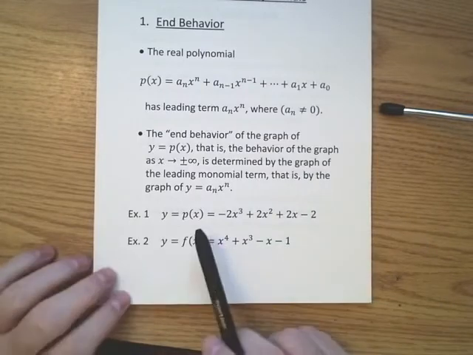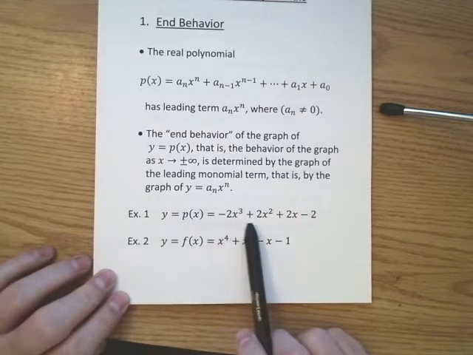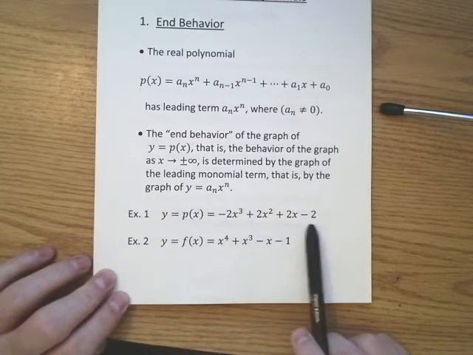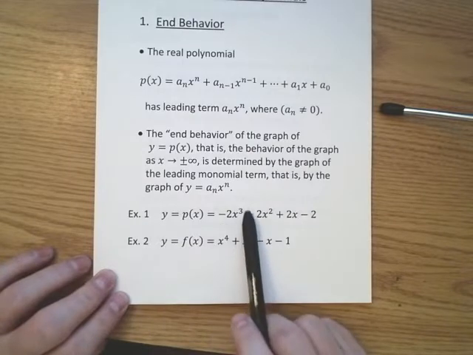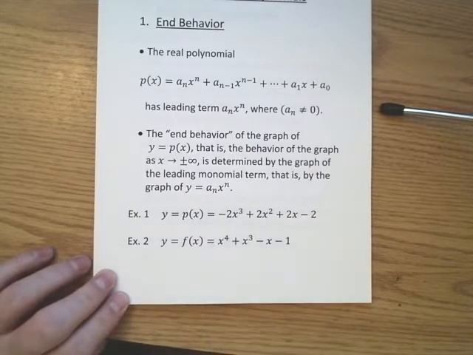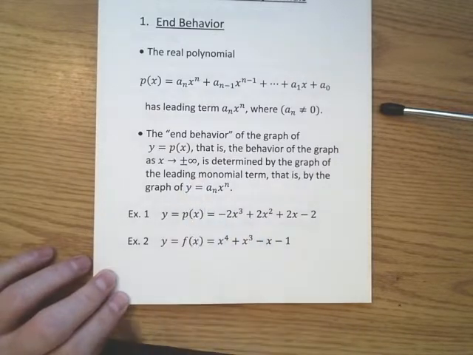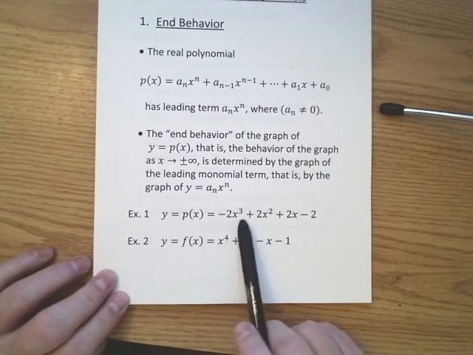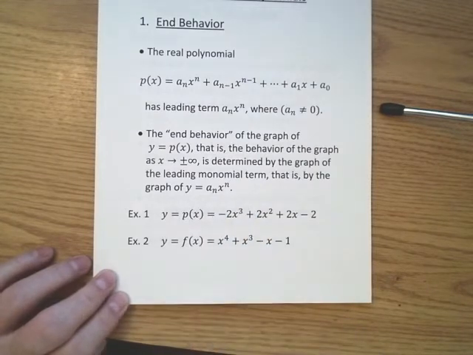But right now, just imagine y equals p of x equals negative 2x cubed plus 2x squared plus 2x minus 2. The leading term would be negative 2x cubed. My claim is that what this function looks like as x gets large in absolute value is completely determined by that dominant, highest degree term, the negative 2x cubed.